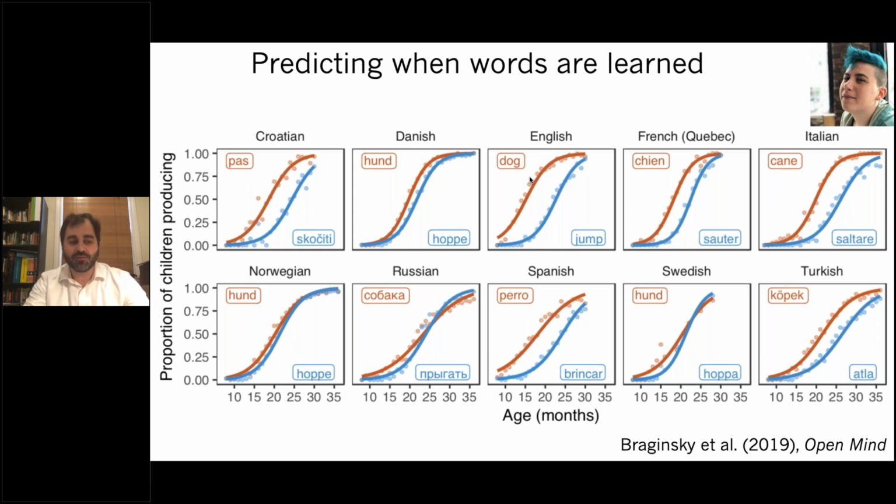So we take advantage of the Wordbank data to do this exercise in 10 different languages. And so now we have 10 languages' worth of approximately 600 words. So we have a much larger outcome set with a much larger number of kids, maybe around 30 or 40,000 kids contributing to those estimates. So how do we model those estimates?